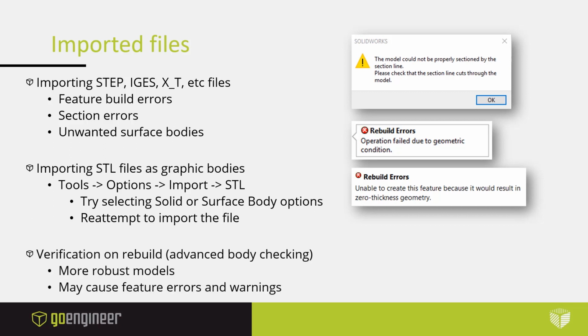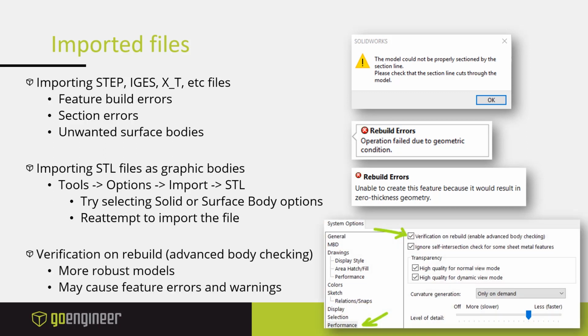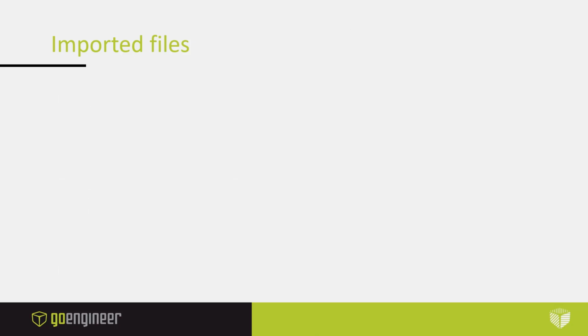One thing to note that's pretty important, that I still see a lot of seasoned SOLIDWORKS users missing, is the verification on rebuild option. This is the advanced body checking. So if you're seeing some errors in the model, you want to uncheck this, and then maybe the part will rebuild properly. But for the most robust model, you do want to leave that option on. If you're still getting error messages with it on versus off, you want to go in and actually investigate and repair the file.